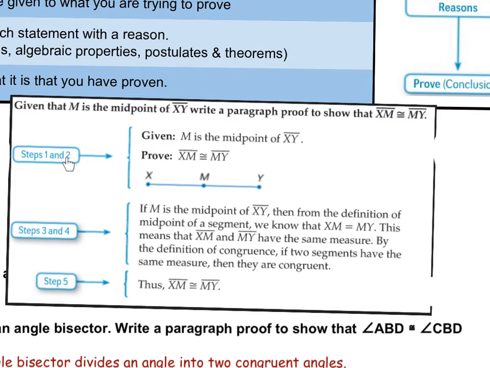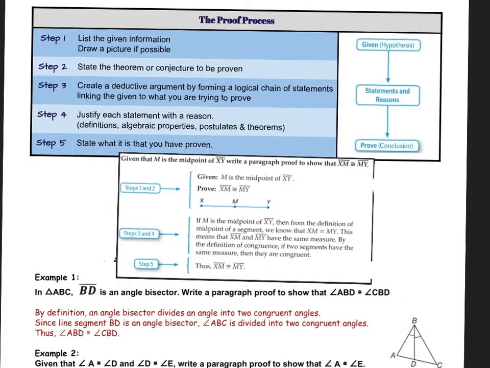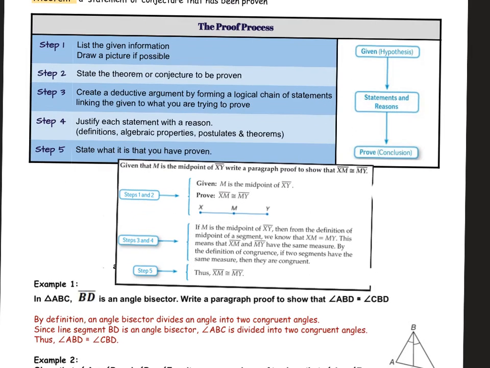So you can see here we have steps 1 and 2, 3 and 4, and then 5. So following that same process from the table above, here, steps 1 through 5, and you can see here we have an example. We'll start with the hypothesis, given the statement of reasons, and then prove with the conclusion. We have example 1. In triangle ABC, BD is an angle bisector. Write a paragraph proof to show that angle ABD is congruent to angle CBD.